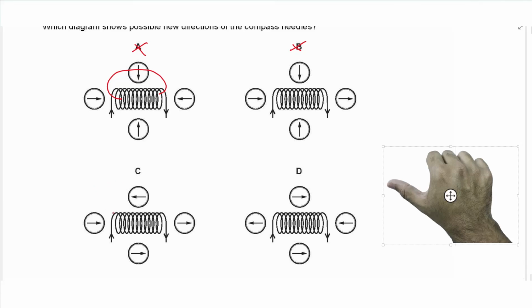But we need to use the right hand grip rule to know the direction of the magnetic field. So for a current going this way, up from the front and down from the back, we use the right hand grip rule to curl our fingers in the direction of the current. The magnetic field is actually pointing to the left, so the compasses right next to the solenoid should point to the left, so the answer is D.